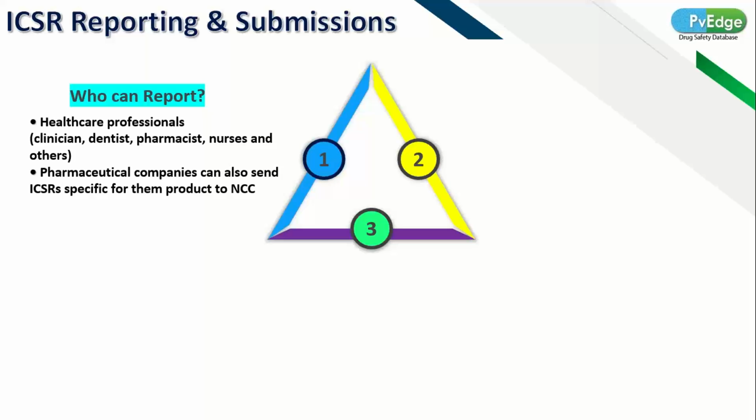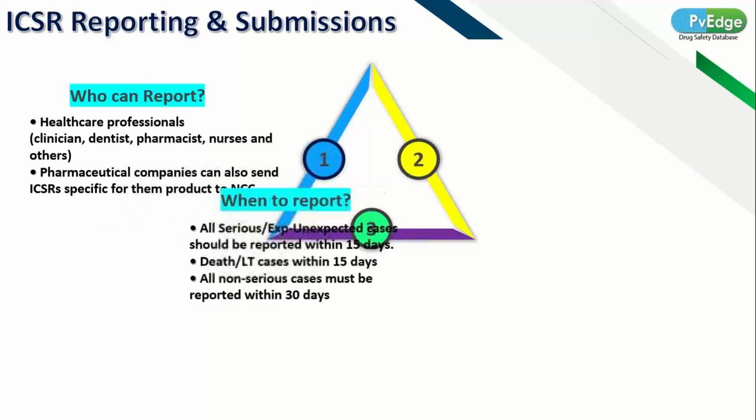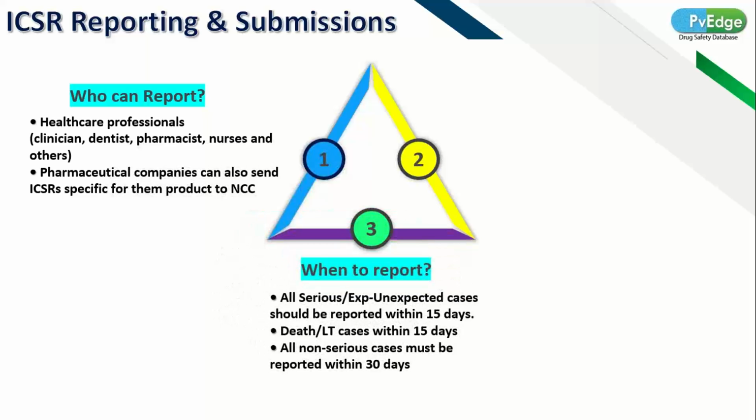ICSR reporting and submission. So who can report? As we all are aware, these are some of the major reporters: clinicians, dentists, healthcare professionals, nurses. Pharmaceutical companies can also send ICSRs directly to the NCCs for their products. When to report? These are some of the major regulatory timelines. Each service provider and each MAH has to report any serious adverse drug reaction or serious case, whether it is expected or unexpected, within 15 days. Any death and life-threatening fatal cases will be reported within 15 days only.